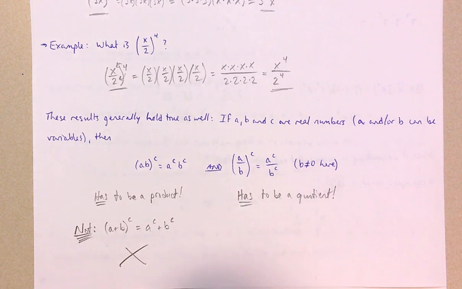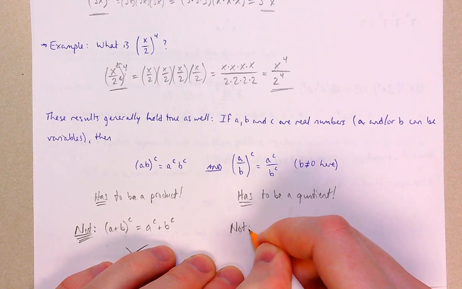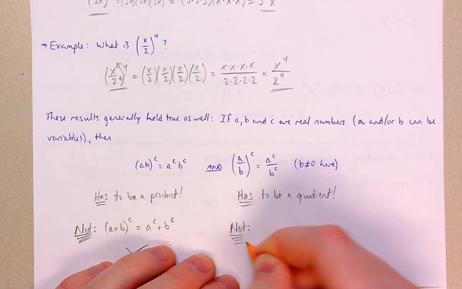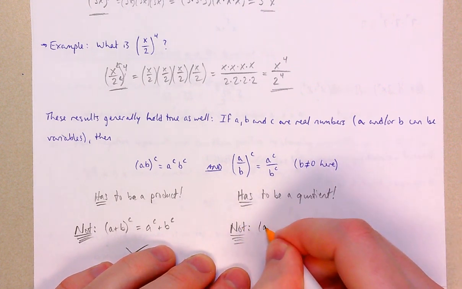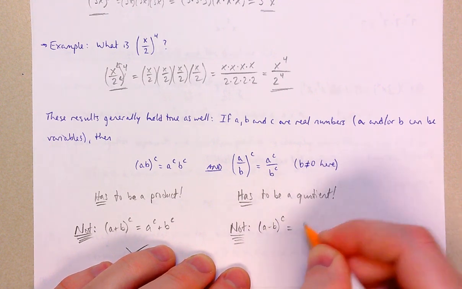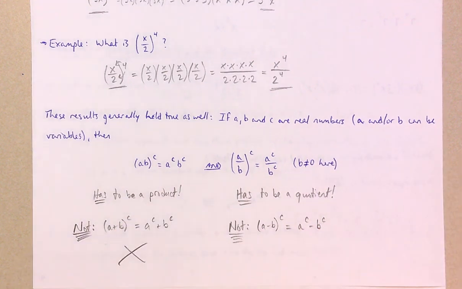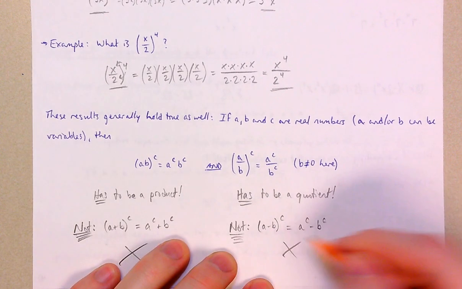If we were taking the difference of a and b and we raise that entire difference to some power c, we cannot distribute the exponent to each term or each piece of the difference that we are taking. It is absolutely not generally the case that (a minus b) raised to the power c is equal to a to the power c minus b to the power c. Do not make this mistake.